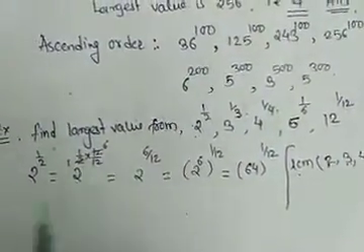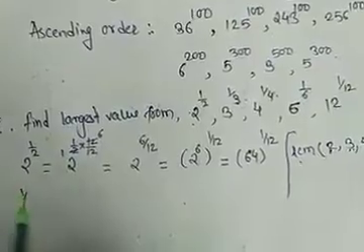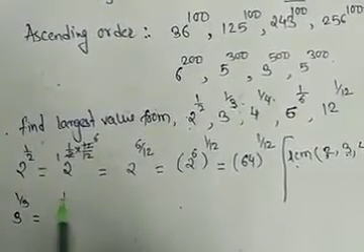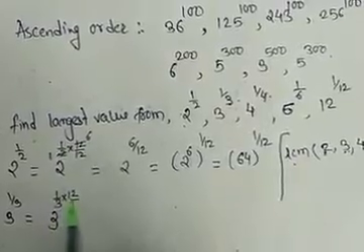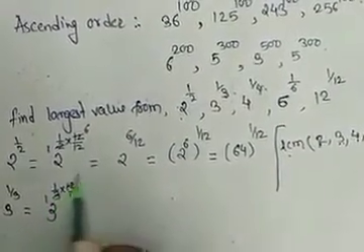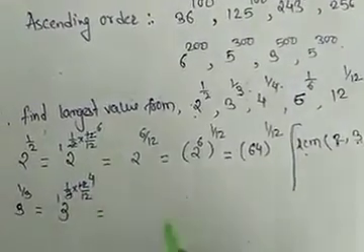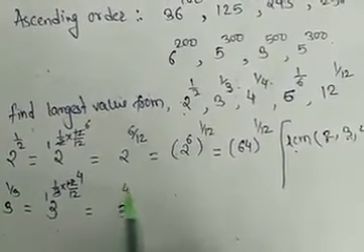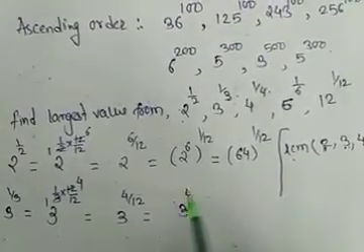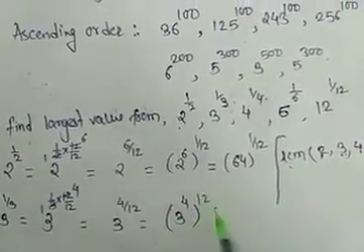Next, 3 raised to 1 by 3 can be written as 3 raised to 1 by 3 multiplied by 12 upon 12. Same process as above: 3 1s are 3, 3 4s are 12, which can be written as 3 raised to 4 upon 12, which is equal to 3 raised to 4 bracket raised to 1 by 12.